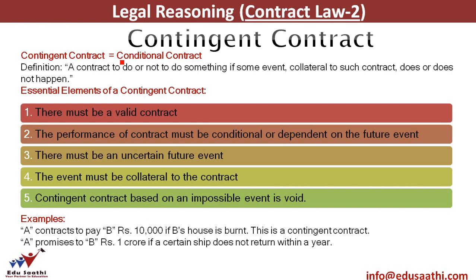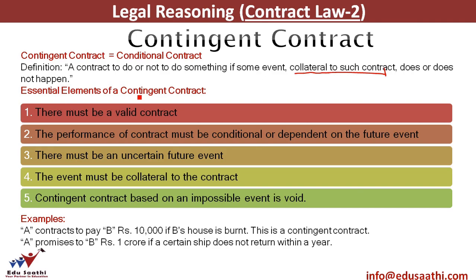Contingent contract is kind of a conditional contract. It is a contract to do or not to do something if some event collateral to such contract does or does not happen. Thus, it's a contract to do or not to do something which is based on a future event, which may or may not happen. So, this event is collateral to such contract.